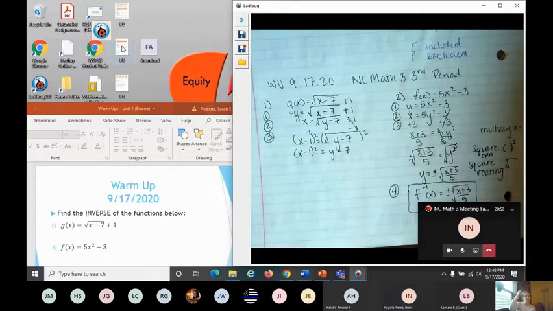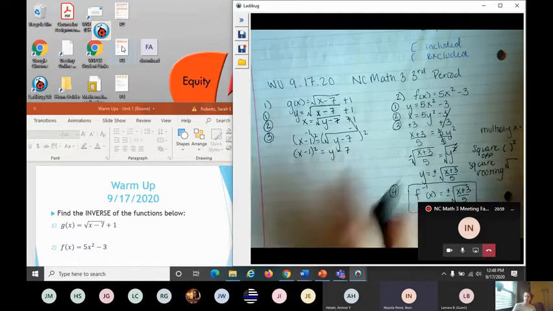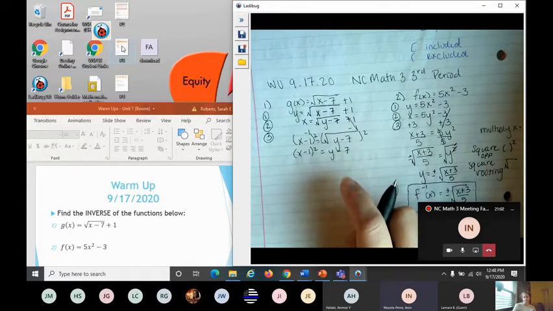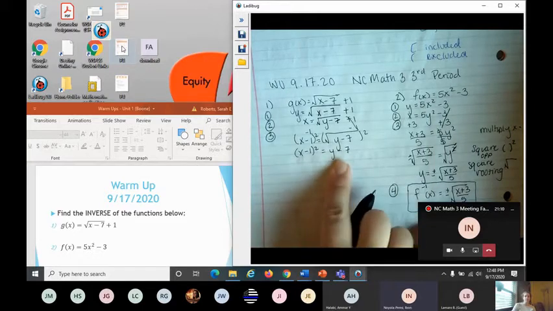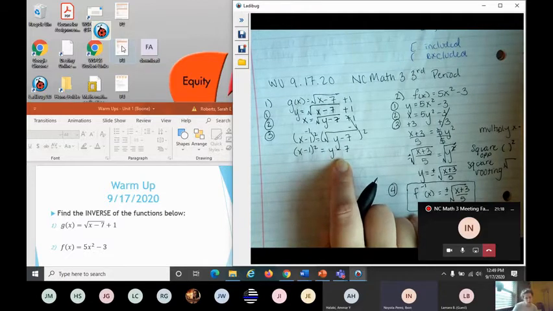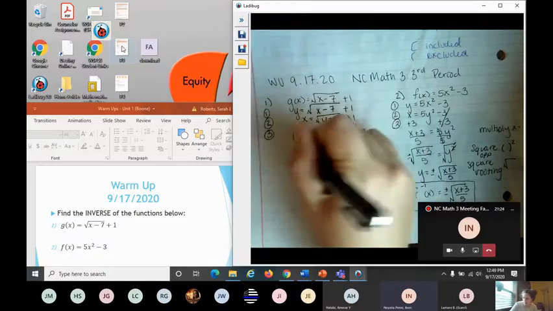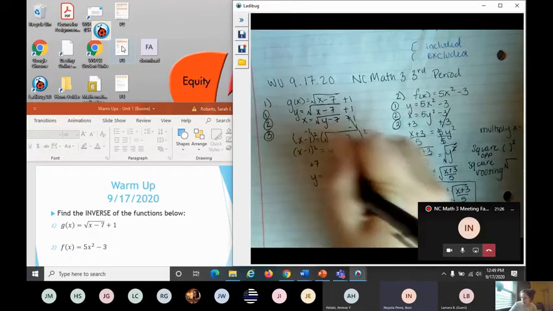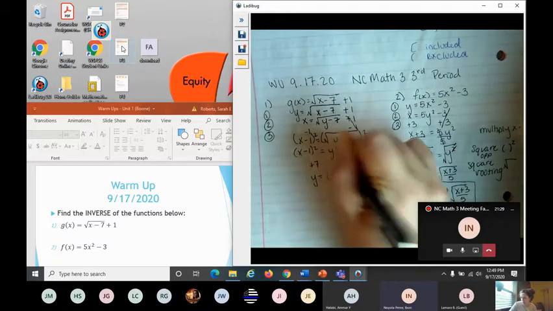What's the very last step? Yvonne, what do I need to get rid of? Yvonne, what's the only thing left with y? Yeah, how do I get rid of it? Yeah, add 7. So I'm going to get that y is equal to x minus 1 quantity squared plus 7. Thank you.